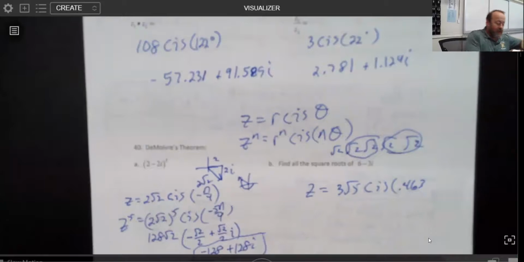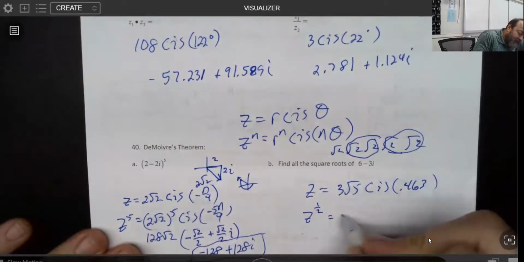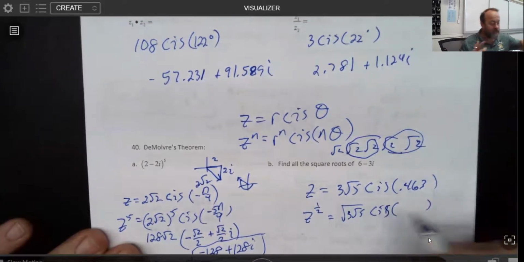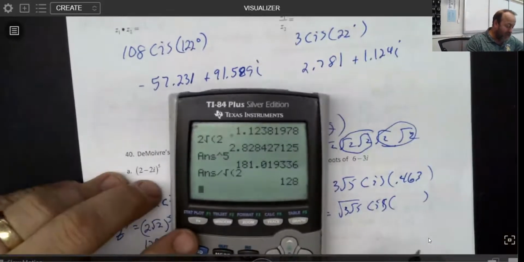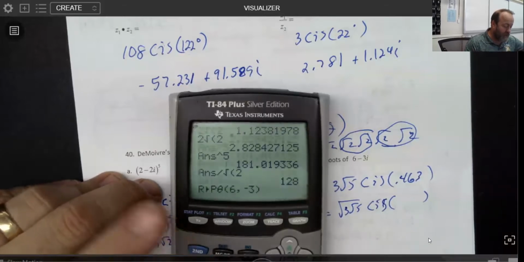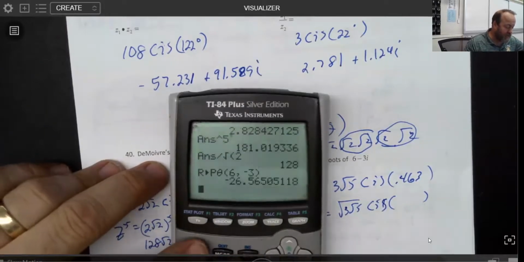And so De Moivre's theorem says if we're going to raise it to the 1/2 power, then I'm going to take the square root of 3 root 5, because I'm going to take 3 root 5 and raise it to the 1/2 power. And then I'm going to take this angle right here, this 0.463, which I kind of wish I still had in here, but I think I can go back and get it. I had it somewhere back here. There it was. Except I think I did it in radians. So let's try that one more time.